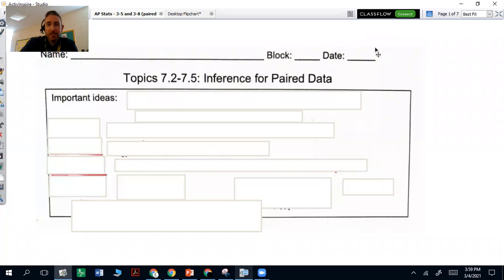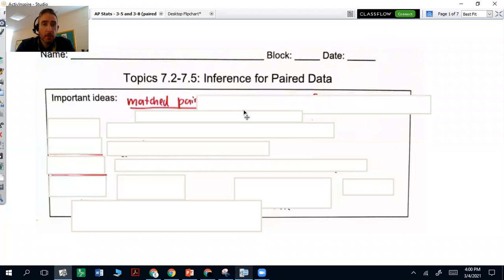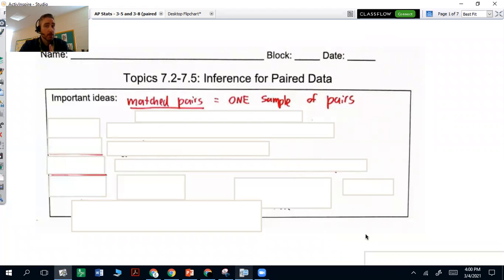All right, if you have not gotten the chance to watch the script video and follow along with that slideshow, I highly recommend you do that first before you watch this video, because it's going to talk about the process behind paired data. So with matched pairs data, it's important to understand that this is a one sample.